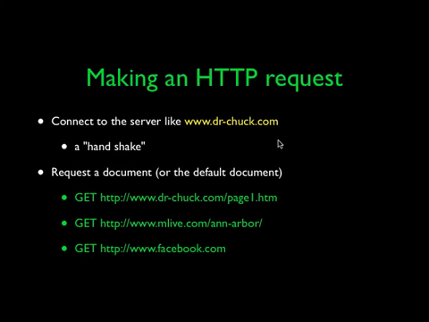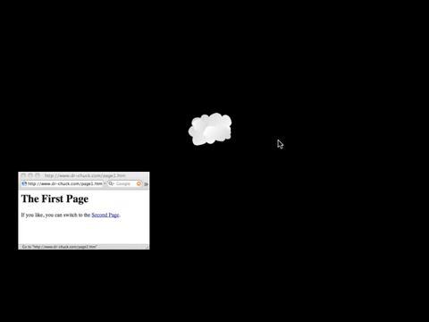So let's show you an example. We connect to a server like drchuck.com, and then we send a document request, the GET, and you're supposed to uppercase GET, so it's capital G, capital E, capital T. The first characters you're supposed to send are GET, followed by a single space, followed by the URL of the document that you're looking for.